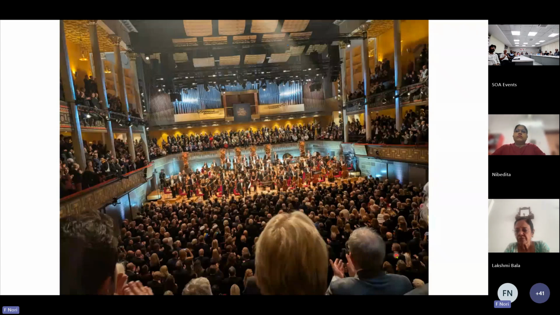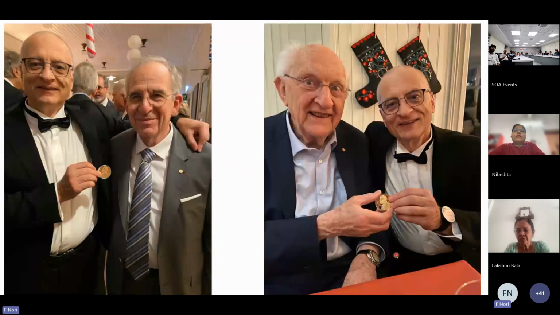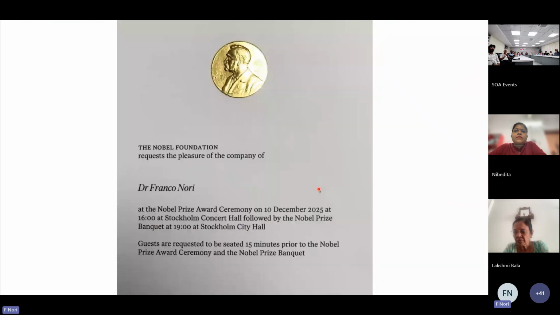And then I gave them a replica. This is not the Nobel medal. This is a replica. This is Deborah and Clark. And also I gave one to Martinis. That was the night before. The real one is larger and is coated with real gold. This one is not. And then we went to the ceremony.